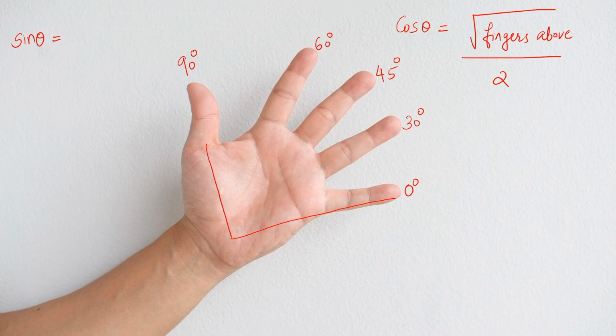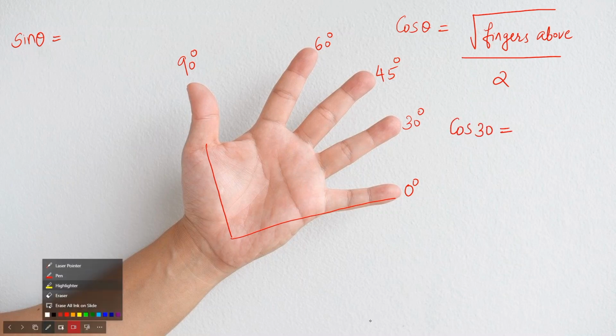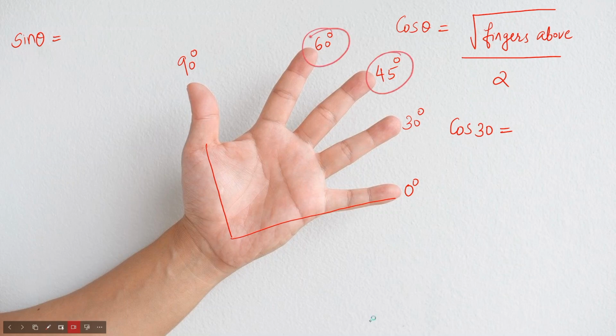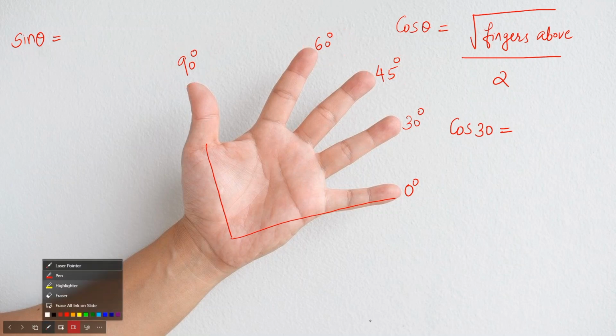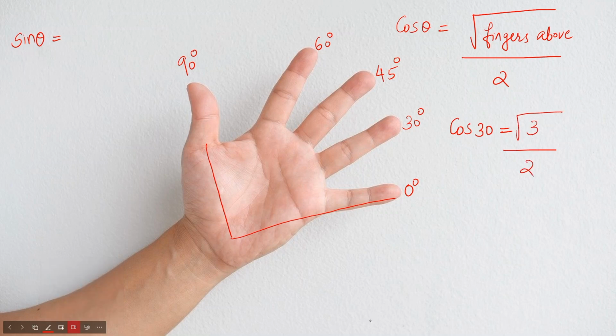Suppose you want to know what is cos 30. Just count how many fingers are above the cos 30 finger. So 30 finger, 1, 2, 3. 3 fingers are above this value. So I can write root 3 by 2.